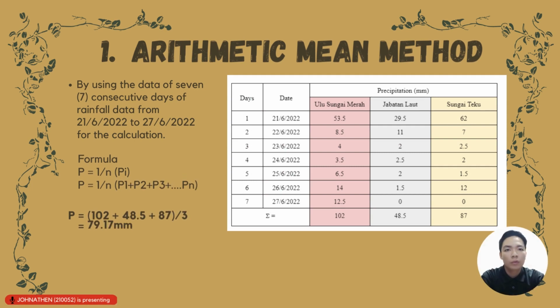Let us continue with the methodology and data analysis. For the first method, the arithmetic mean method, this technique calculates area precipitation using the arithmetic mean of all the point and area measurements considered in the analysis. Using the rainfall data of 7 consecutive days, 21 to 27 June of 2022, and the formula as stated above, the total precipitation divided by 3 equals 79.17 mm.